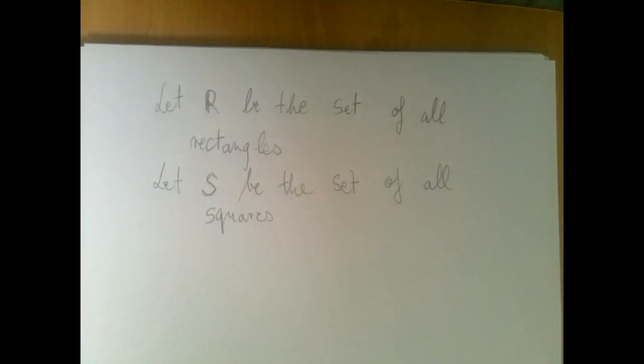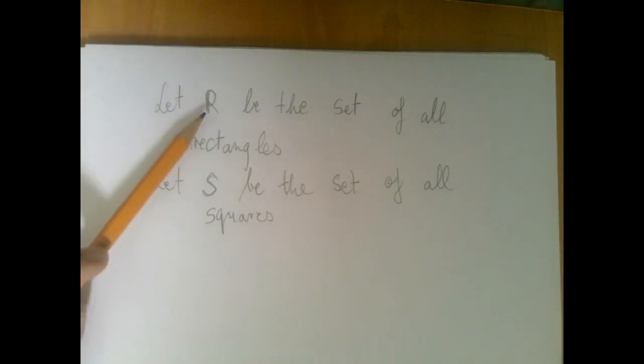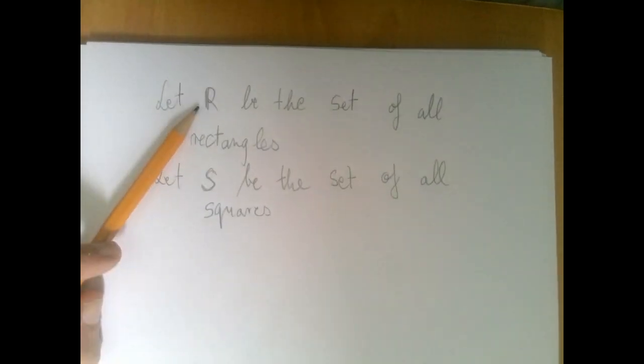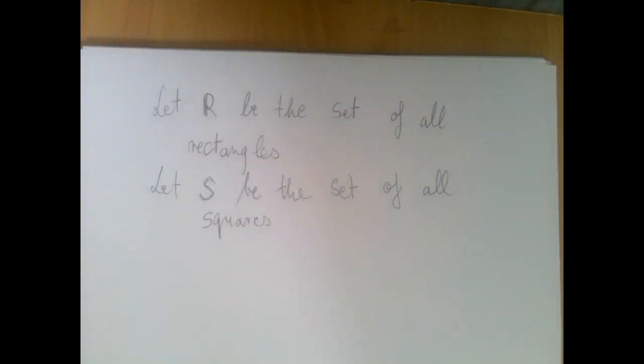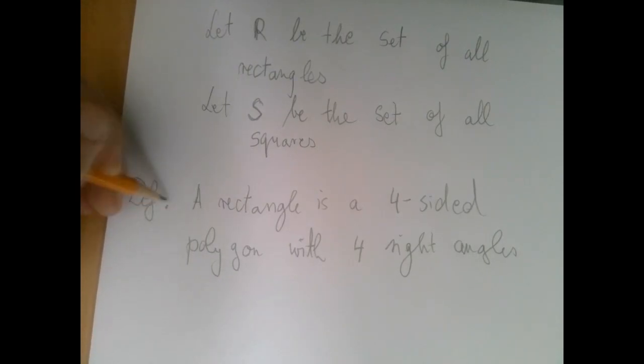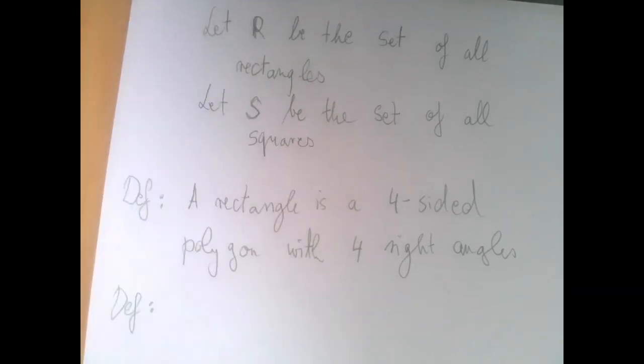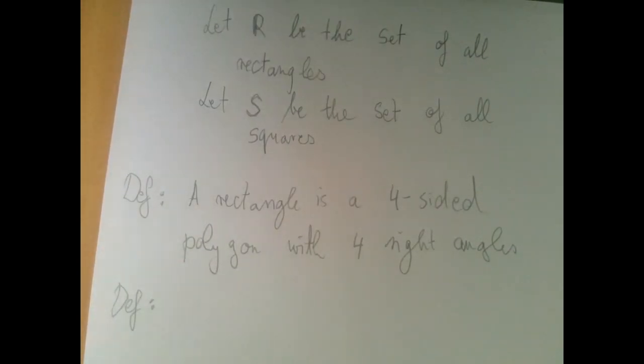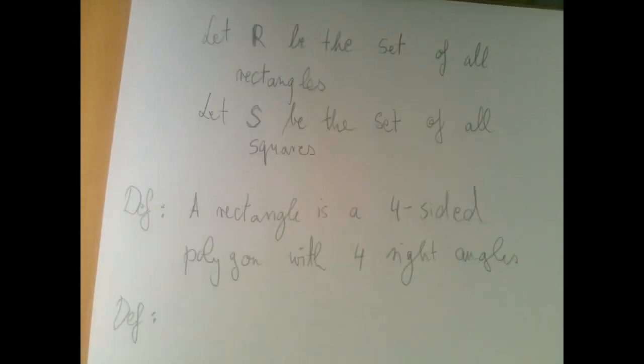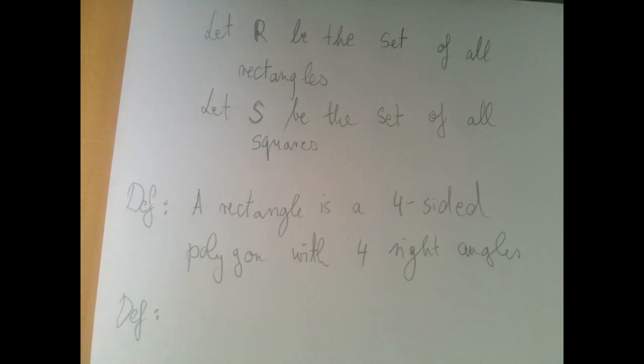Let's practice a little more. Let R be the set of all rectangles and S be the set of all squares. Now, this is a little bit unfair because we didn't define these things. So a rectangle is a four-sided polygon or quadrilateral with four right angles. So the definition of a rectangle is that it has four right angles. Now a square, what's a square? Even the phrasing is going to give away what the relationship between these two sets is, because a square is a special case of a rectangle, right?